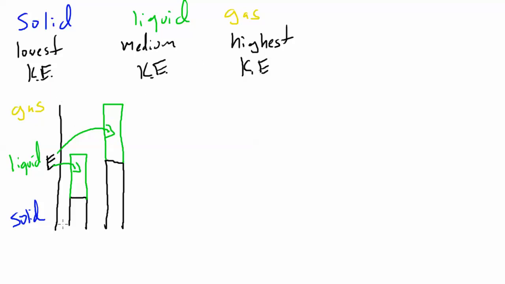So we have two transitions here that we're looking at. We're looking at solid to liquid and liquid to gas, and those transitions have names. If you're going from a solid to a liquid, that's called melting. And if you're going from a liquid to a gas, that's called evaporation.